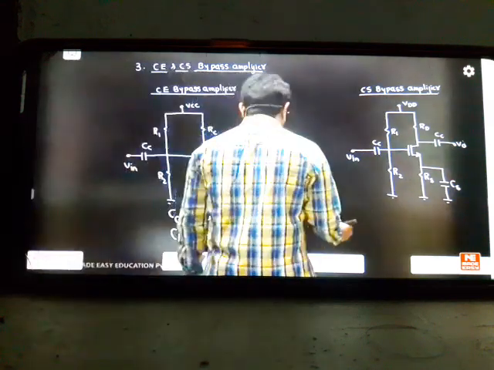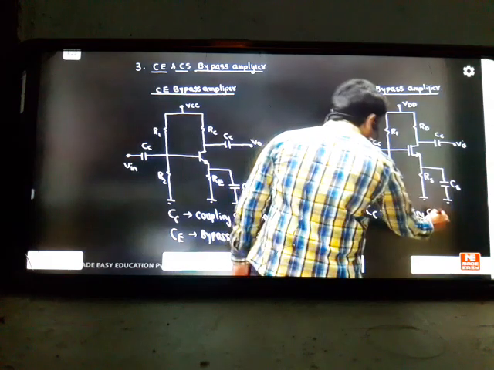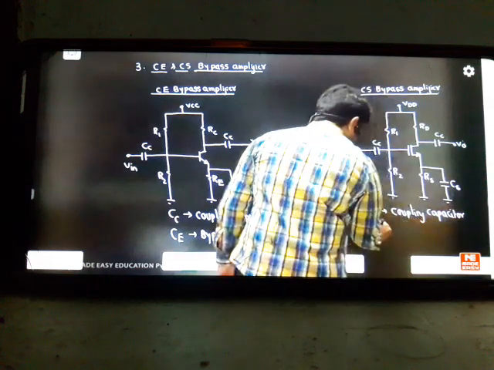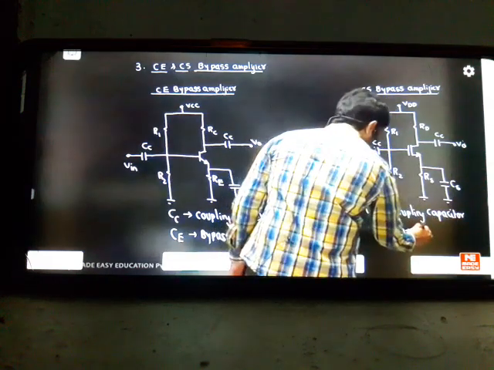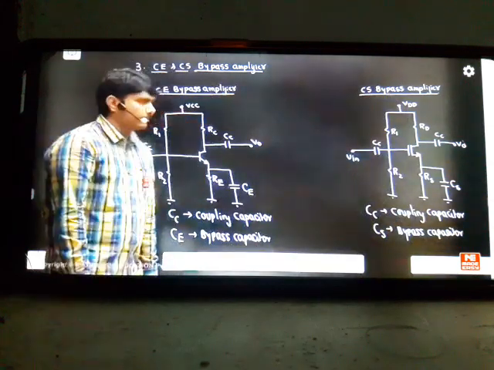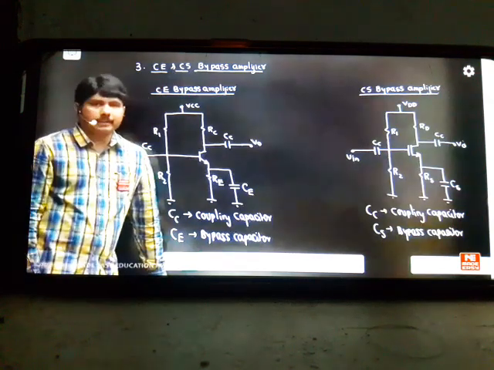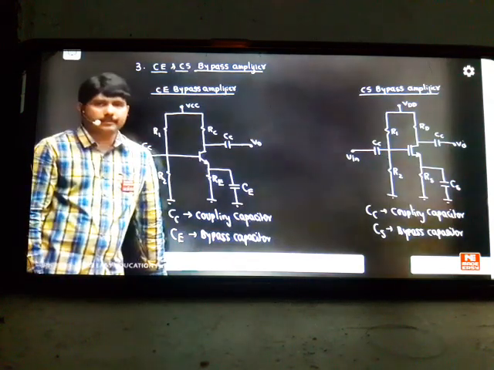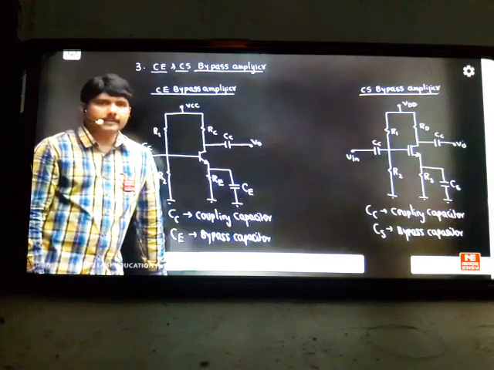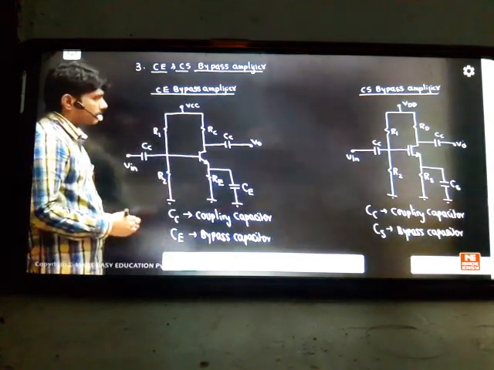Here CC is called the coupling capacitor, and here CS is called the bypass capacitor. CS means source capacitance, and the source capacitance will work as a bypass capacitor. Here, the emitter capacitor CE will work as a bypass capacitor. So we have two coupling capacitors and one bypass capacitor in the amplifiers. Why the capacitors are used, in the next slide I'll explain the importance of that. At this moment, please note these 2 points. What you have to do in these concepts is important.